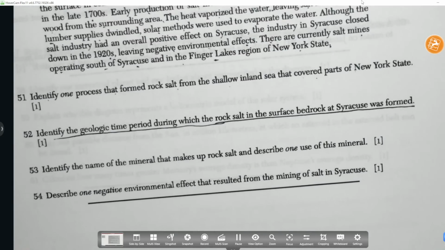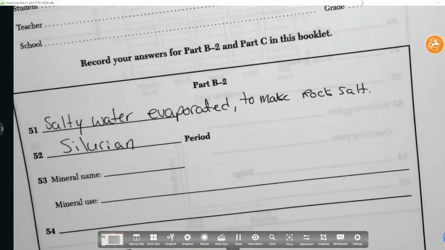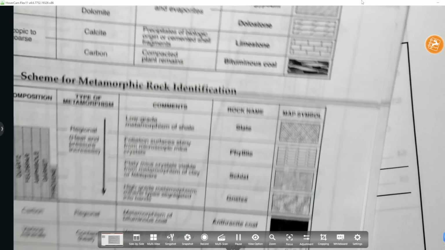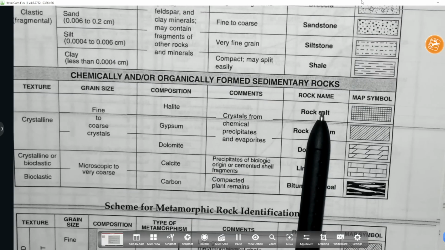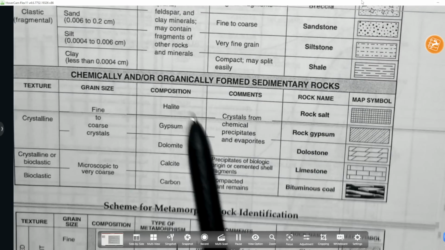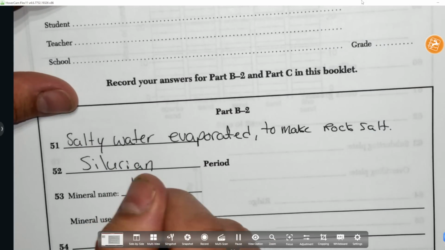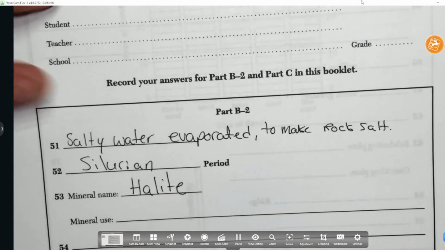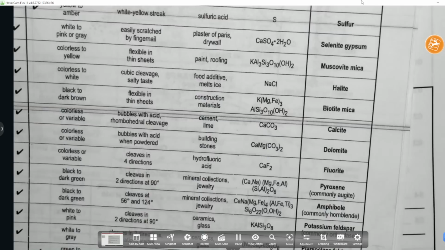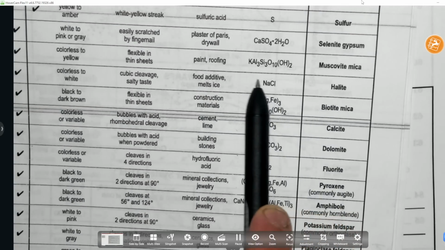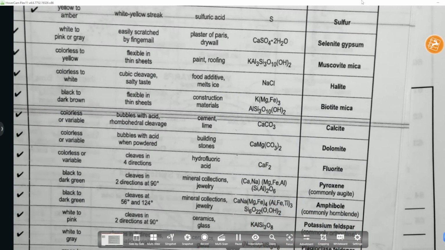All right, question 53. Identify the name of one mineral that makes up rock salt and describe one use of this mineral. So let's find rock salt on Earth Science Reference Table, page 7. There's rock salt. Rock salt comes from halite. And what do we use halite for? ESRT back page. There's halite. Halite can be used for food additives and melting ice.